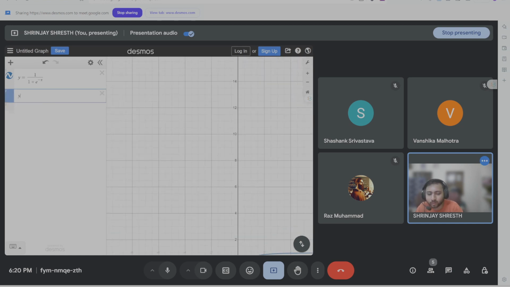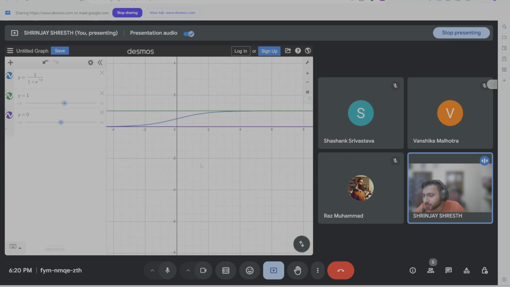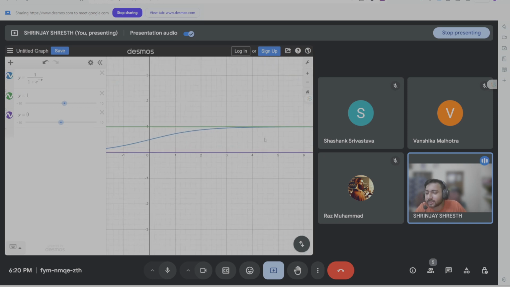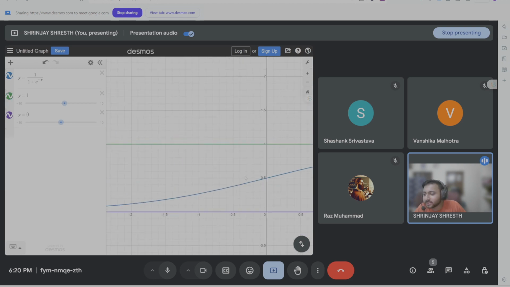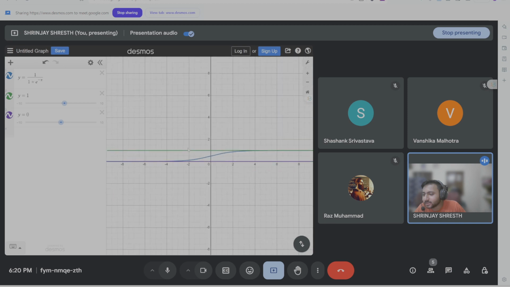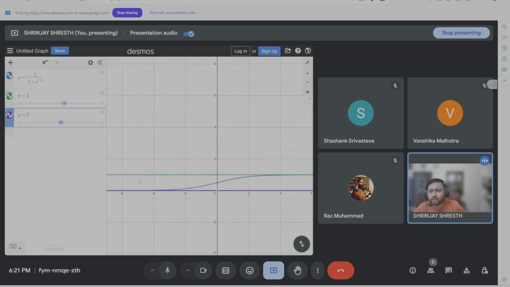Let me have a line, y equals 1, y equals 0. We have this. So if I plot it here, you can see there is this very interesting curve, which as your x reaches infinity, is reaching the value 1, and as x reaches minus infinity, it is going to the value 0.